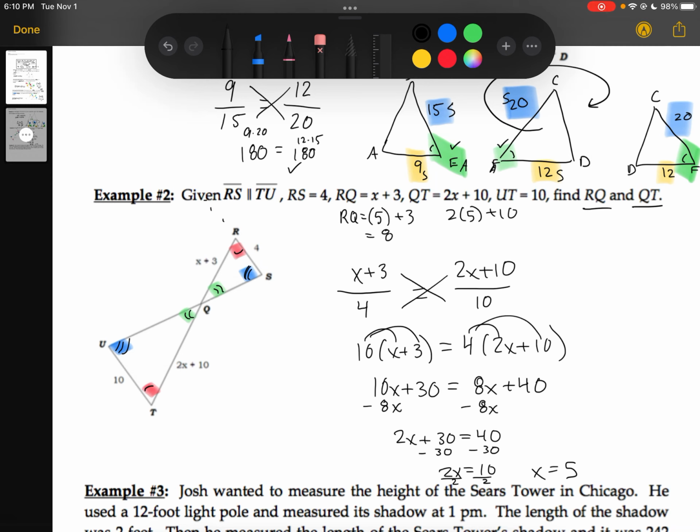And then we know that QT is 2x plus 10. So x, again, we know is 5. So we're just plugging in for x here. 2 times 5 gets us 10. So 10 plus 10 gets us an answer of 20 for QT. And then again, RQ we already solved for there. So those are the 2 solutions that we're looking for in this question.